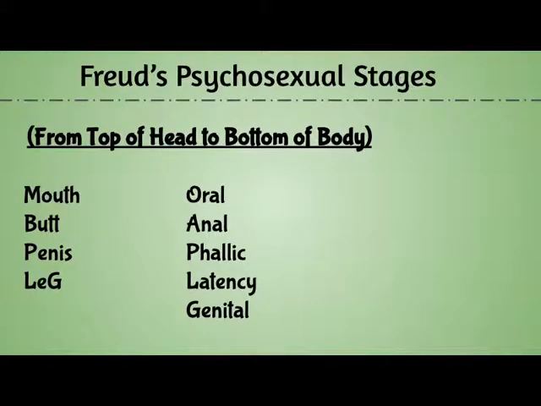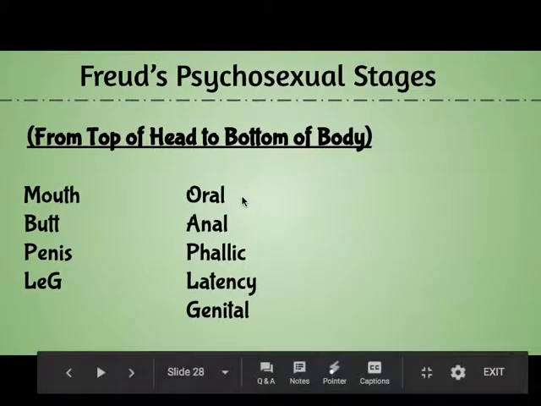Okay. So if we go to Freud's psychosexual stages, there's no not-weird way to teach this. So this is one I saw. I thought it was okay, so I just decided to put it in there, from the top of the head to the bottom of the body. So the mouth is the oral stage. The butt is the anal stage. The penis is the phallic stage, or just genitals, but a phallus is a penis. And then your leg. You can see I capitalized the L and the G there: latency and genital stages.